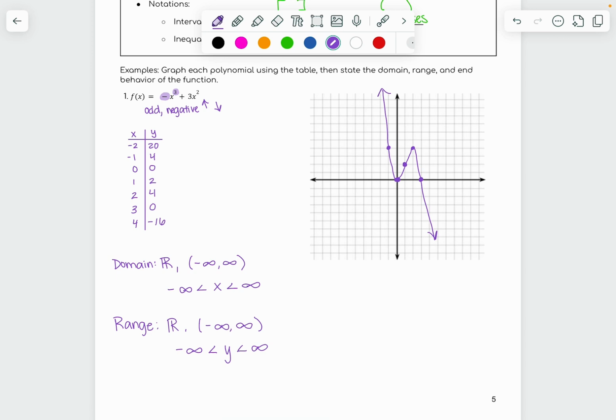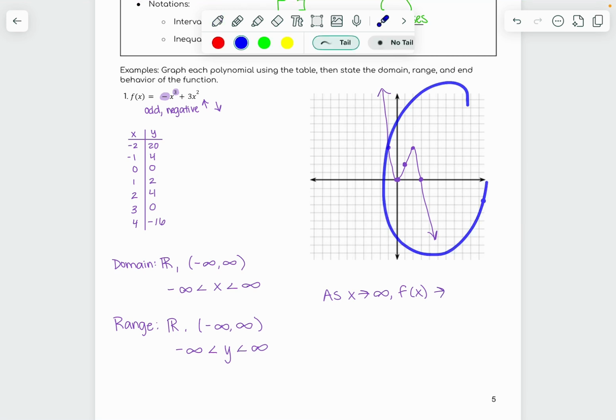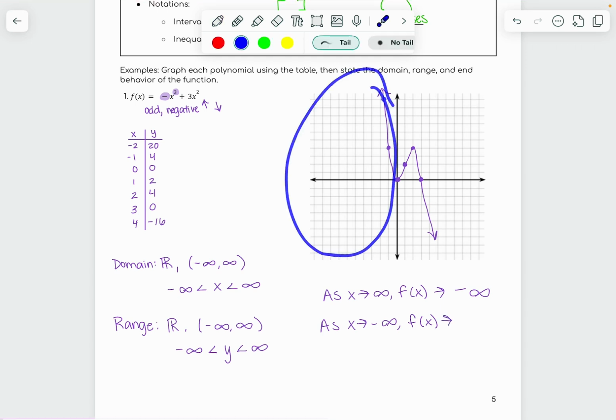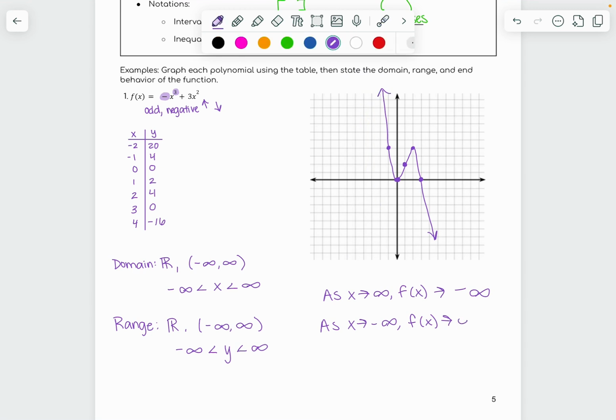The very last thing we need to do is the end behavior. So we'll say as x approaches infinity, what is my function doing? On the right side of the graph over here, my function is going down, which is towards negative infinity. And as x approaches negative infinity, what is the function doing? On the left side of my graph, my function is going up towards positive infinity.